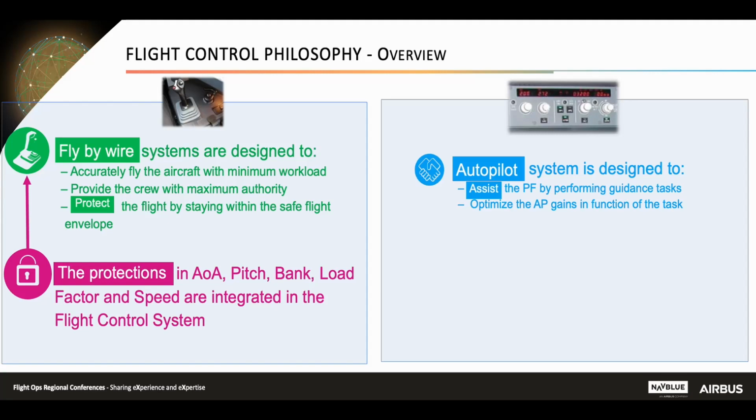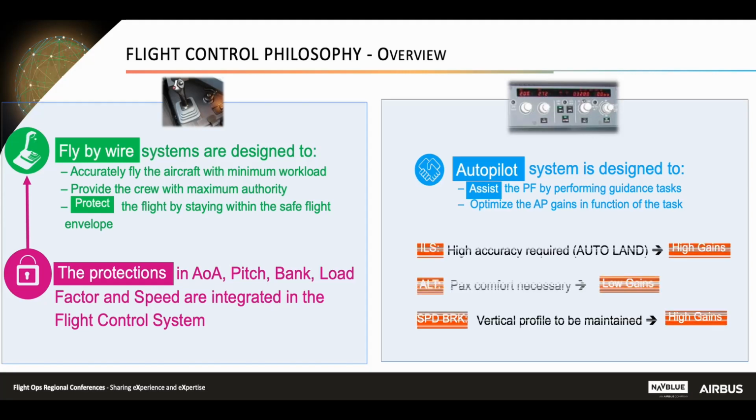And we have the autopilot, which is designed to assist the pilot in its routine tasks. The gain of the autopilot, in other words the level of authority on the flight control, is optimized depending on the expected task. For example, during an ILS final, we need high gains because we are looking for high accuracy of the system to follow the ILS signal. During the cruise, we prioritize passenger comfort and low gains are sufficient. When using the speed brakes, the autopilot must be able to maintain the vertical profile, so quick answers are required to compensate and counteract aerodynamic effects.